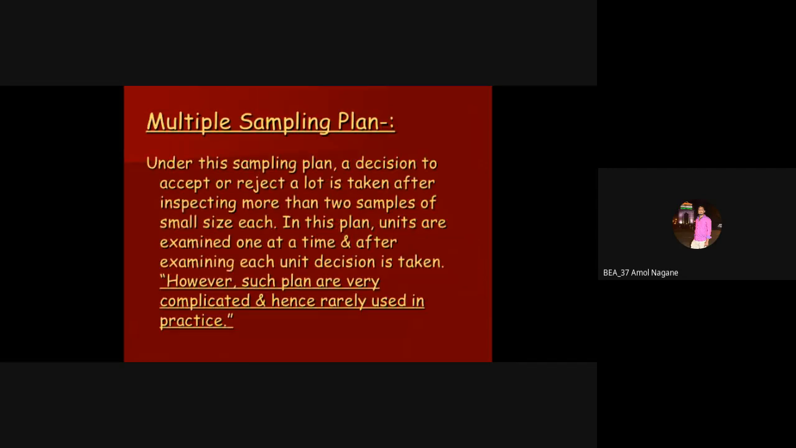Multiple sampling: under this sampling, a decision to accept or reject a lot is taken after inspecting more than two samples of small size each. In this plan, units are examined one at a time, and after examining each unit a decision is taken. However, such plans are complicated and hence rarely used in practice.